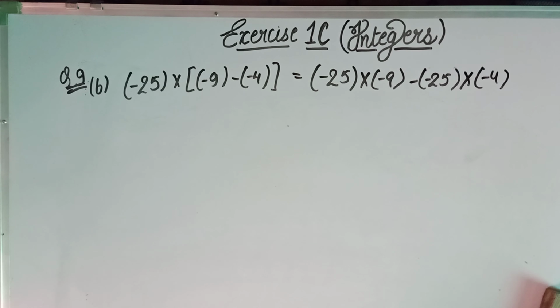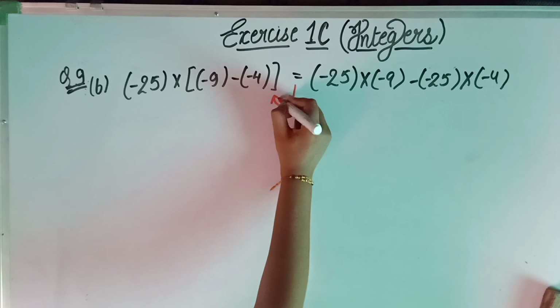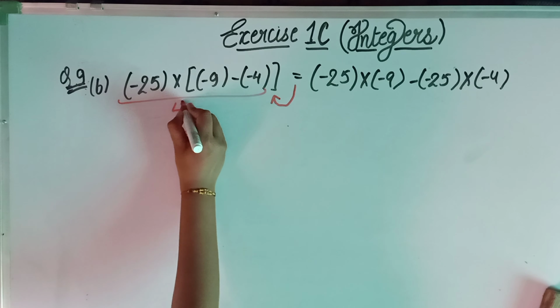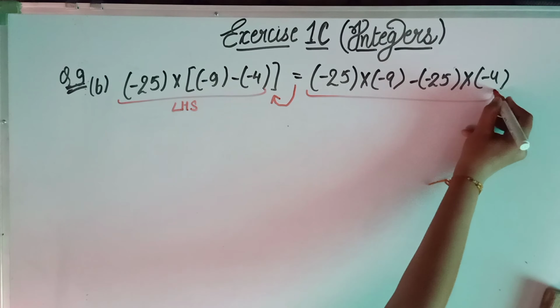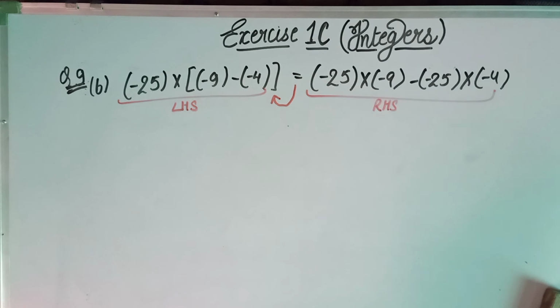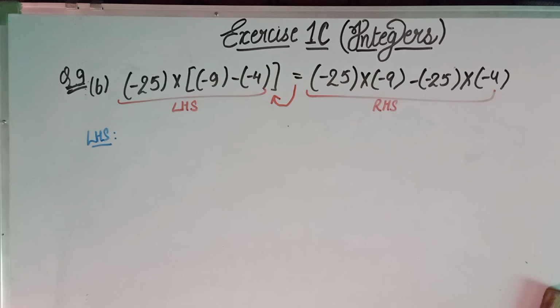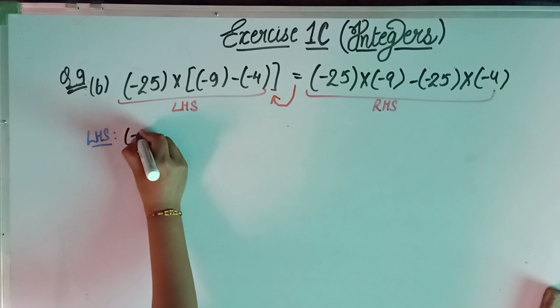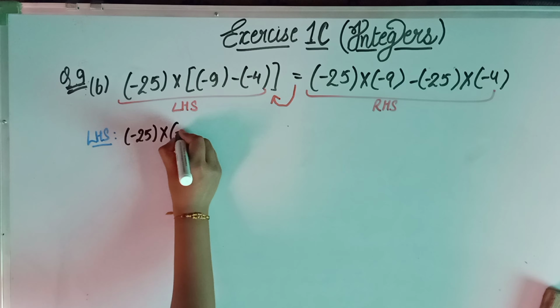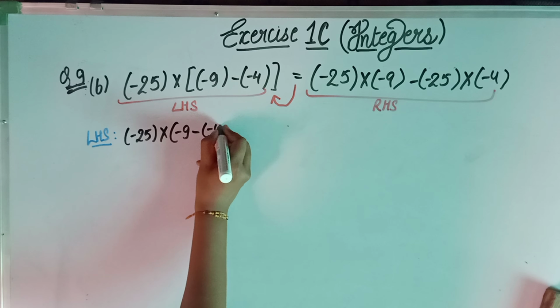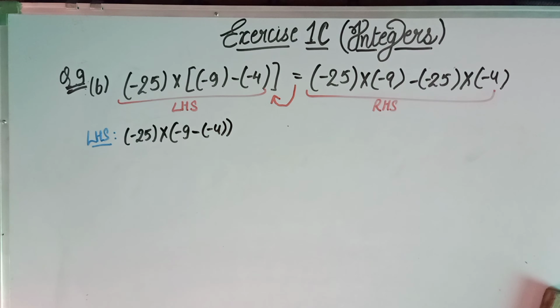Firstly we are going to solve the LHS part first, okay. So I told you what LHS is. The part which comes before equals to is called LHS, whereas the part which comes after equals to is called RHS. Okay, so firstly we are going to solve the LHS part. So here we have the LHS. What we have in the LHS is minus 25 multiplied by minus 9 minus minus 4. Okay, that's what we have. So our first priority is to solve the brackets.